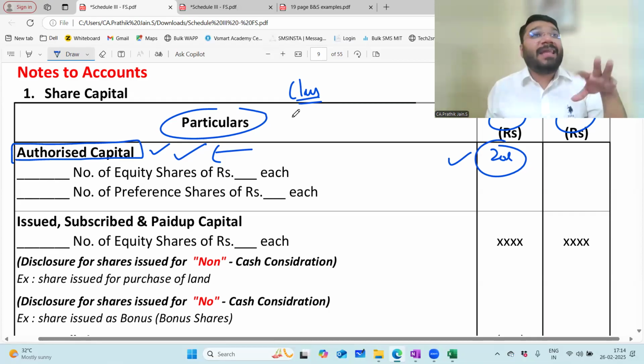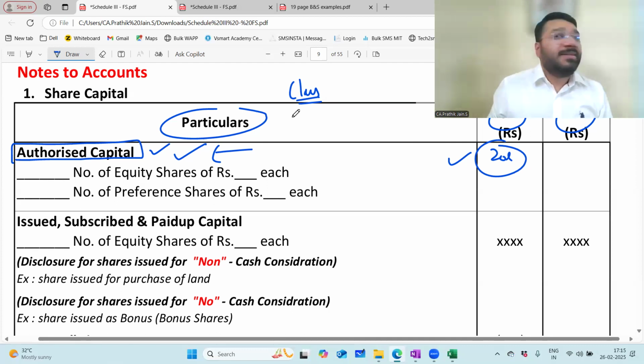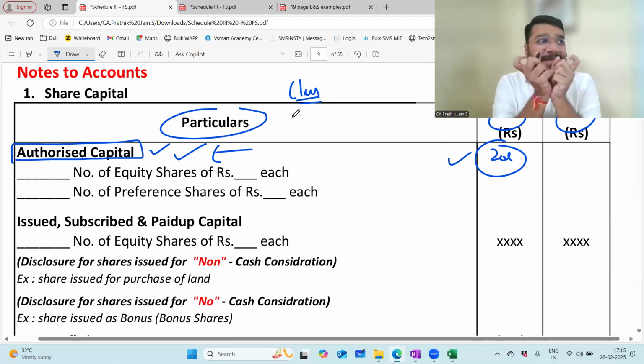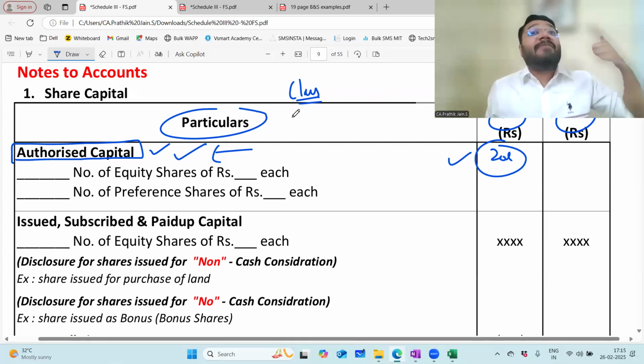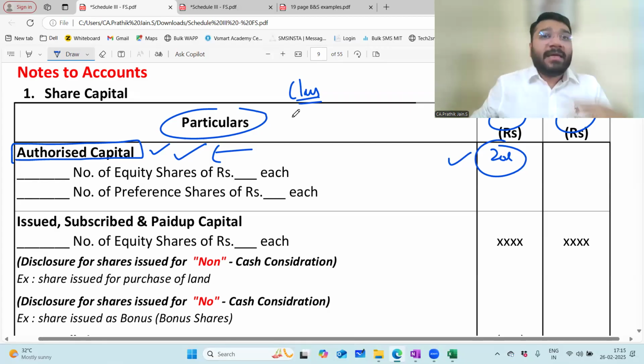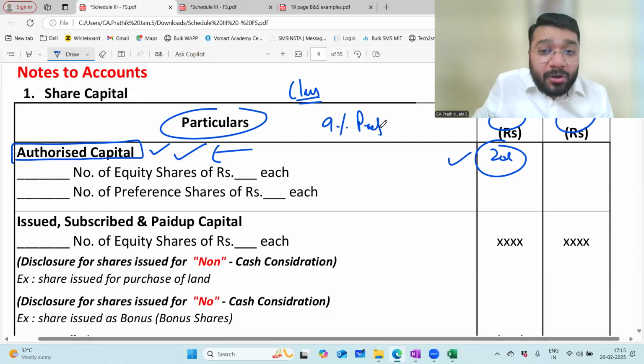So here there can be n number of classes. Equity and preference are two categories, but in preference I can have multiple classes. Sir, what is meant by class? If I am issuing a preference share called a 9% preference share, all of you know what a preference share is?